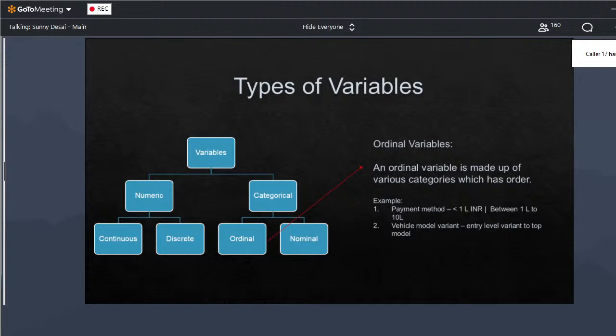So suppose I was running a 100-meter race. I finished that race in 10 seconds. The second person who achieved the rank completed the race in almost 8 seconds, and the third one completed in 5 seconds. So from 10 to 8, there is a gap of 2. Between 8 to 5, there is a gap of 3. But we can arrange them as first, second, and third. The differences between first, second, and third may not be equal. The difference in time between first and second place might not be the same as the difference in time between second and third place. So this is a classical example of ordinal variables.